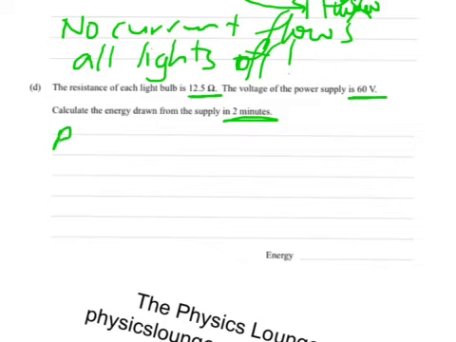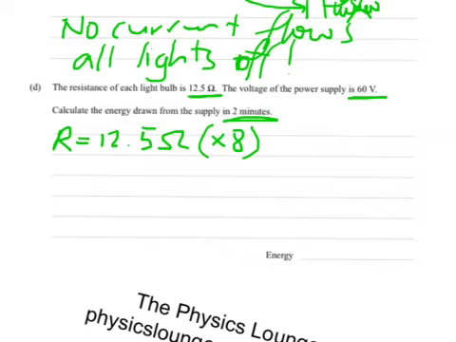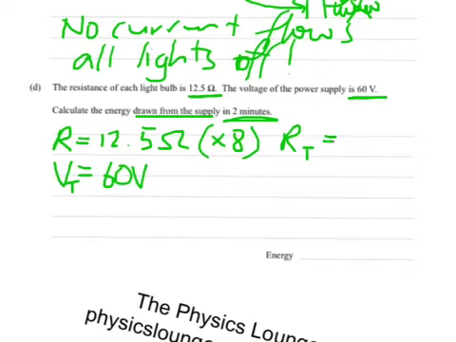Let's write everything down. We know that resistance of each light bulb is 12.5 ohms. Really good idea just to write times 8, because there are 8 bulbs, so we've got to be very careful there. This is the energy drawn from the supply, not the energy used in a single light bulb. We've got the voltage of the power supply. Maybe we'll write T for total. This is the total supply, 60 volts. And maybe it would be useful to have the total resistance, since we're looking at the total energy drawn from the supply. So that, remember, was 100 ohms.